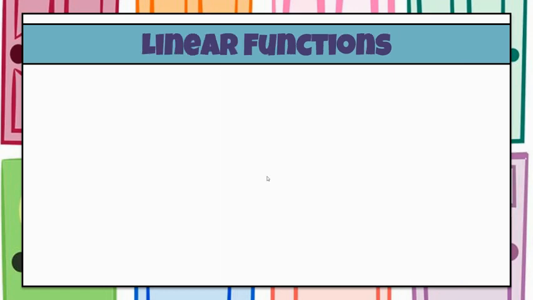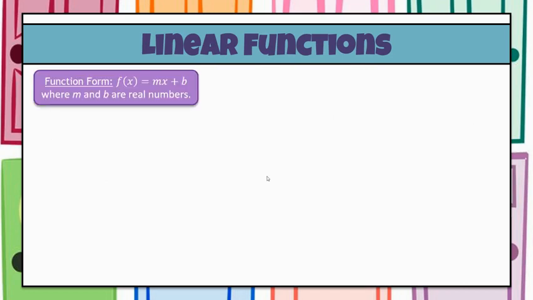Okay, so one of the 4 types of functions we're going to discuss is linear functions. The function form is f of x is equal to mx plus b, where m and b are real numbers. M is the slope and b is the y-intercept.